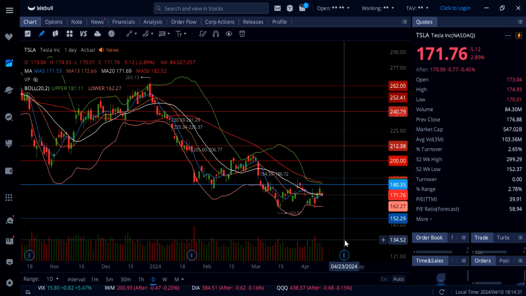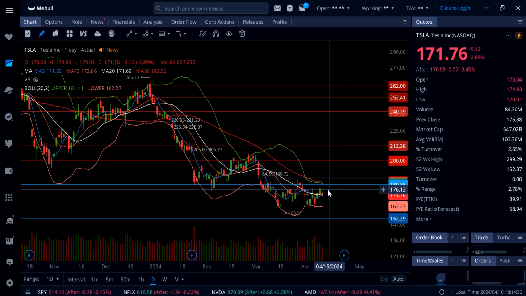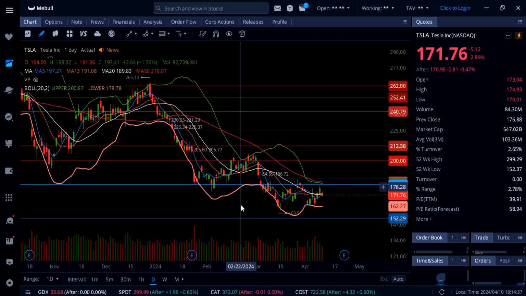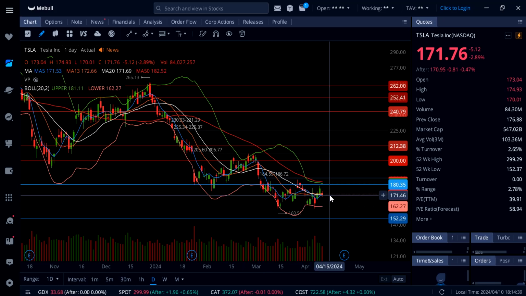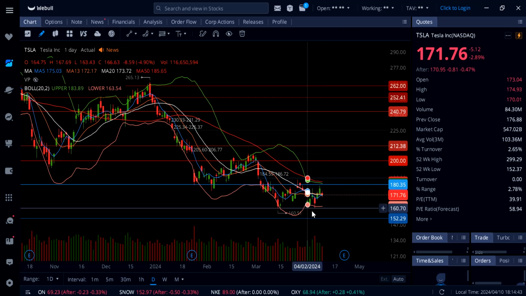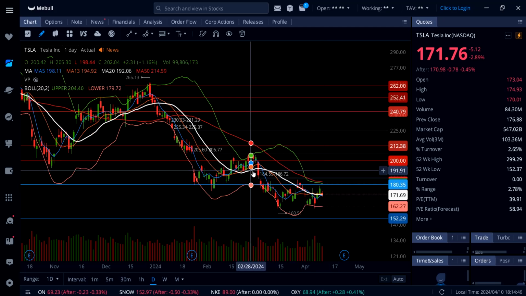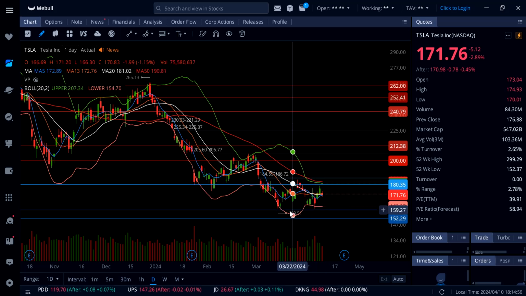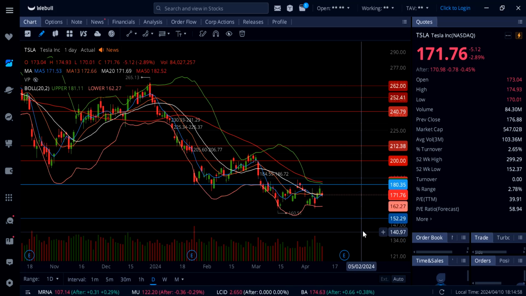We can see Tesla actually gapping over 180, or we could see a pullback with that CPI, and this is exactly what we got, barely holding the 20-day moving average right here at 171. So that's going to be your line in the sand on Tesla. 20-day moving average 171.69 for tomorrow, and below that you're going to see a drop down to 165, 162.27, lower Bollinger Band 160, and then 152.